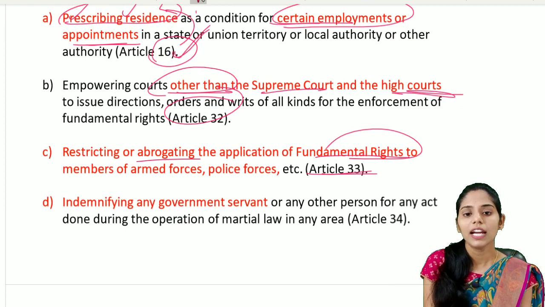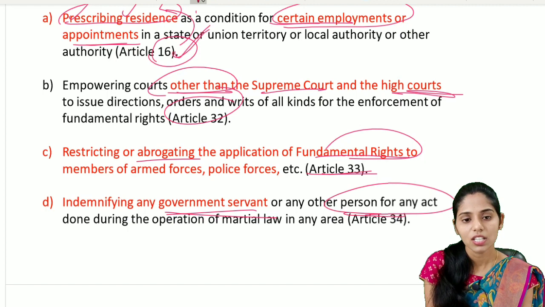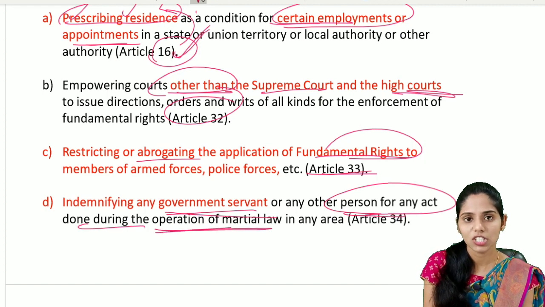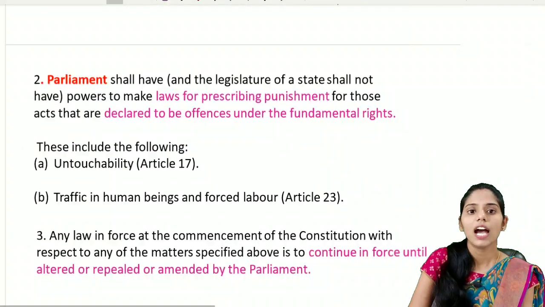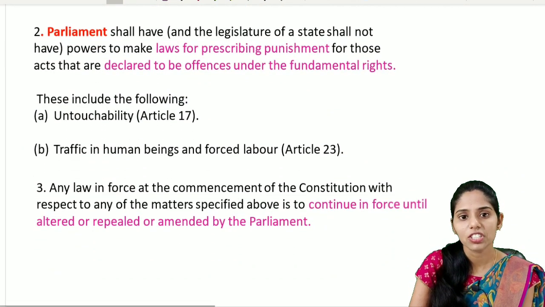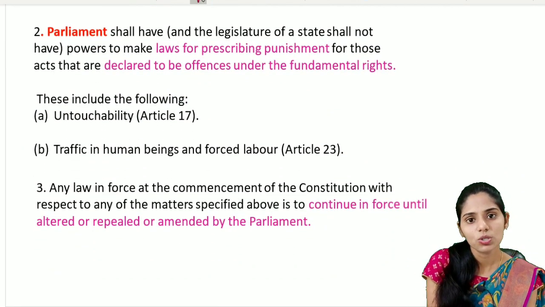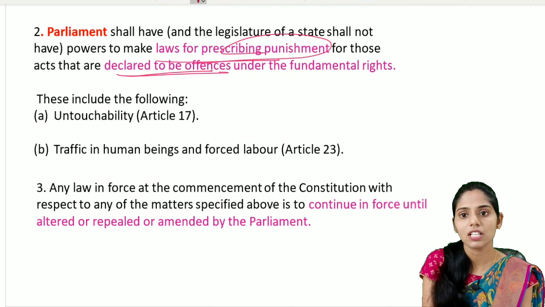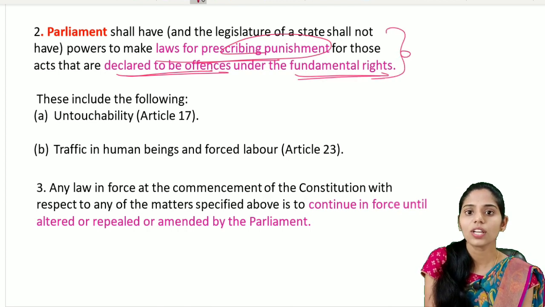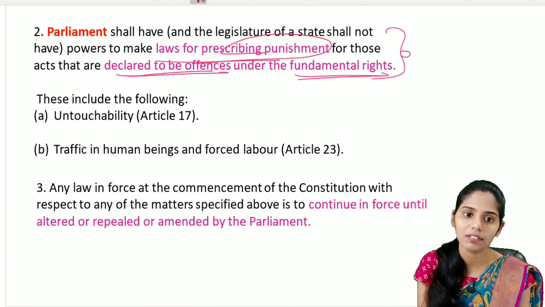And the next one is indemnifying the government servant or any other person for any act done during the operation of martial law. It is talking about Article 34 of the Indian Constitution. And the next one is, Parliament shall have the powers to make laws prescribing the punishment for those acts that are declared to be offences under the fundamental rights. So again, in this case also Parliament has the power.